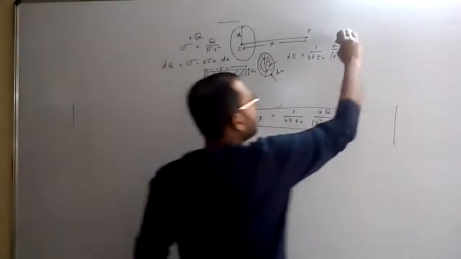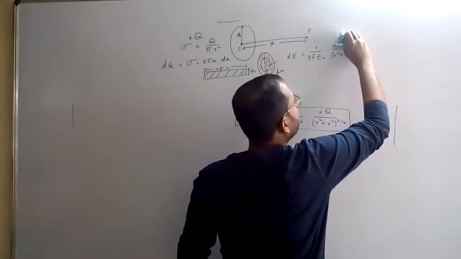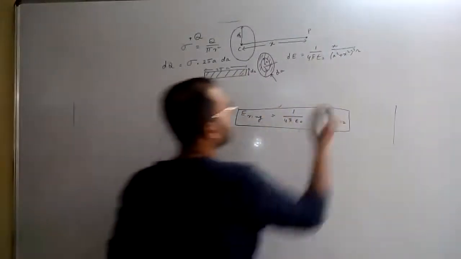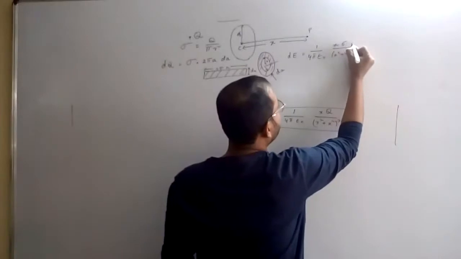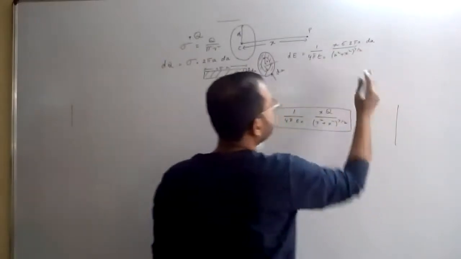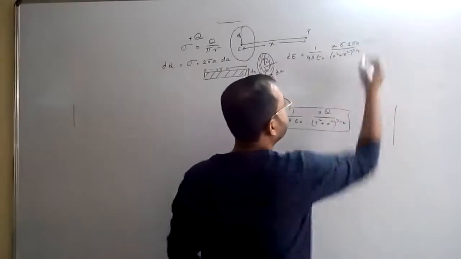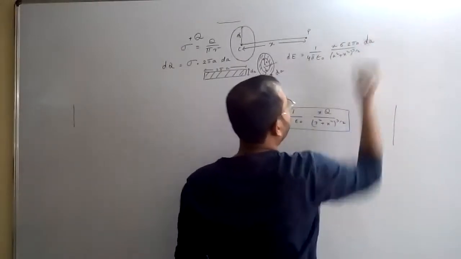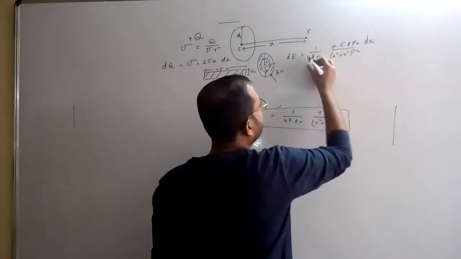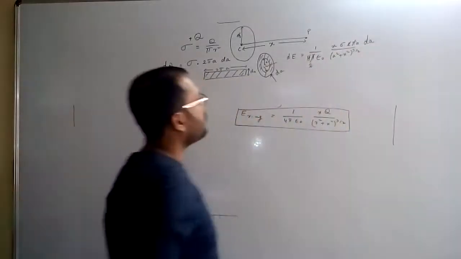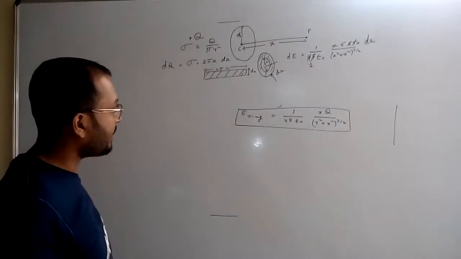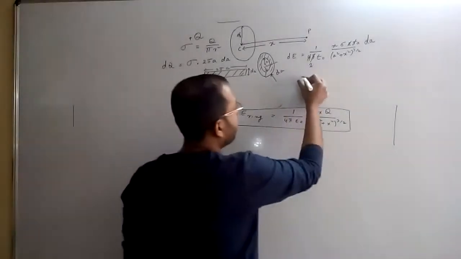So in place of dq, we can simply substitute this expression, sigma times 2 pi a times dA. Let's make it bigger. The pi's cancel out, of course. 2 cancels 4 and we get a 2 in the denominator. What we are basically left with is this.